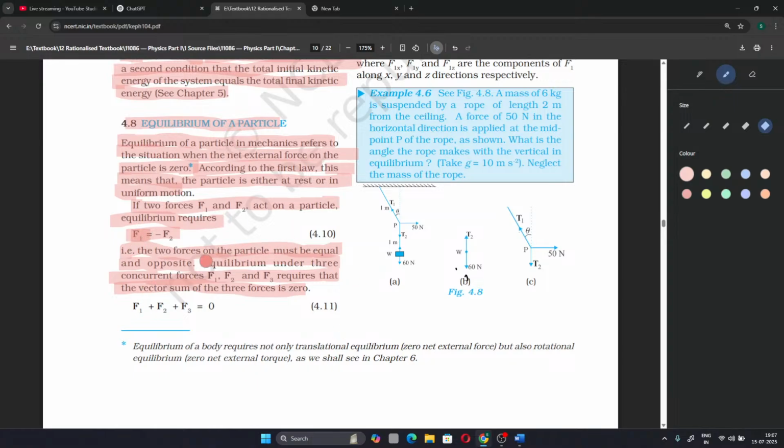Here, the two forces on the particle must be equal and opposite. Equilibrium under three concurrent forces can also be the case, and there can be three forces, that is F1, F2, and F3. Then if we want equilibrium under that condition, we need to sum up all these forces vectorially, like a vector addition or vector sum. When we get the sum equal to zero, only then can we say the body is in equilibrium.